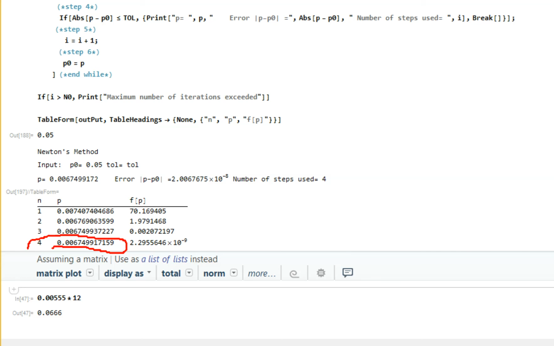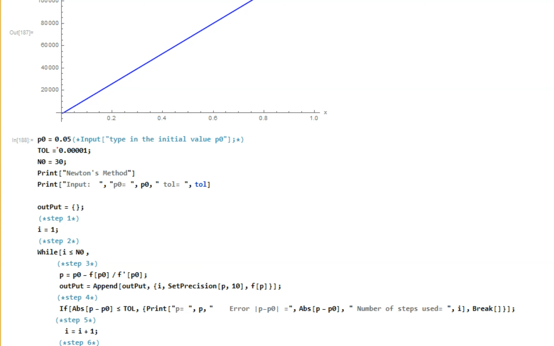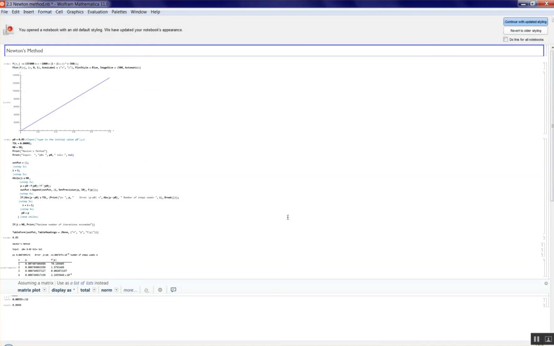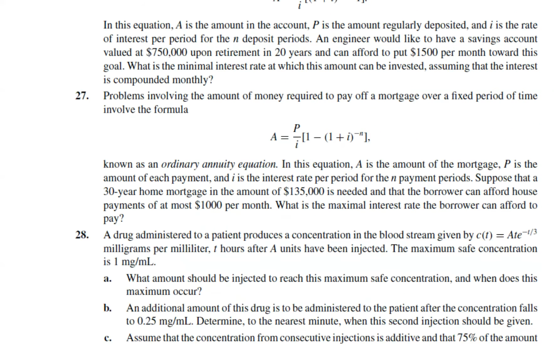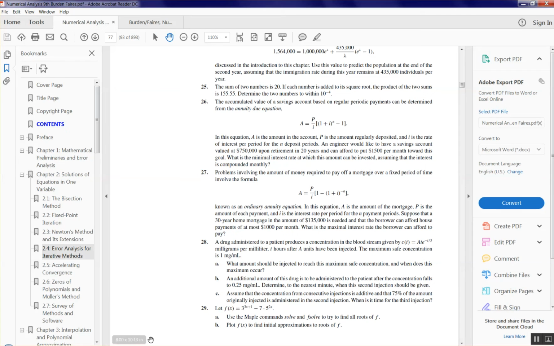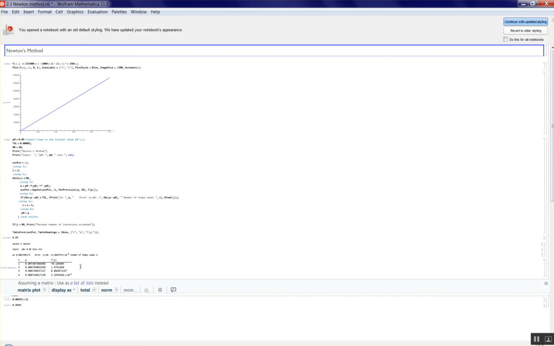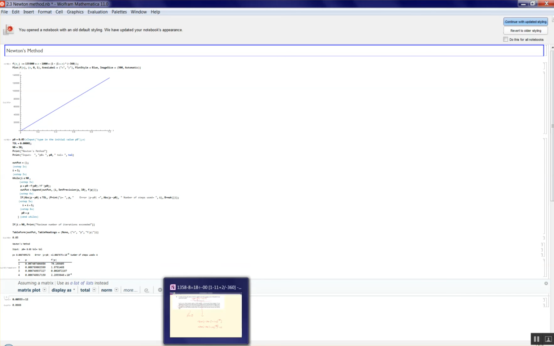After 4 iterations, my approximation is accurate to 10 to the negative 5 already. This is my tolerance. Now keep in mind, the question is actually asking for the maximal interest rate. This is the annual rate, not the monthly rate. So once I find my answer here, I have to multiply it by 12.